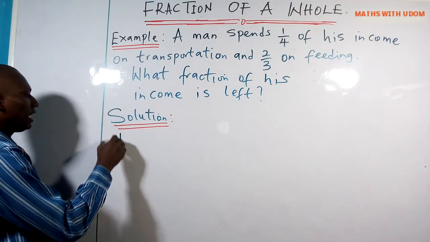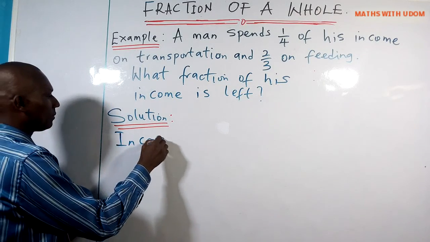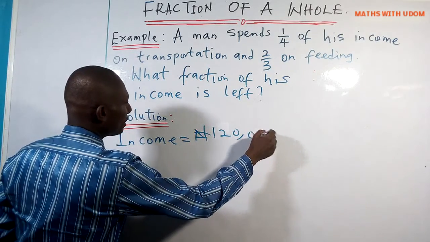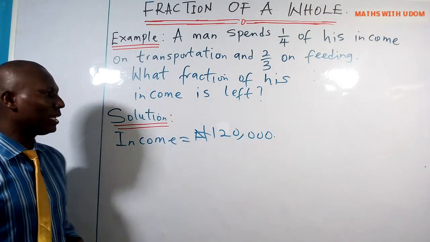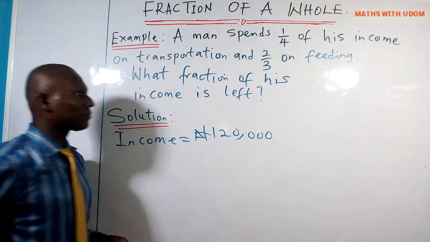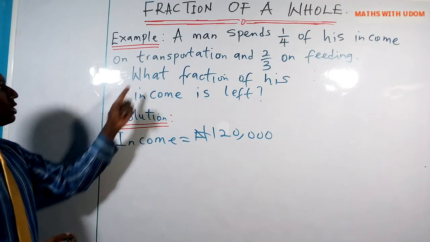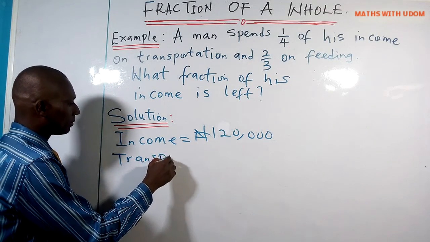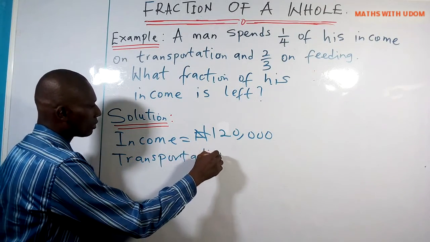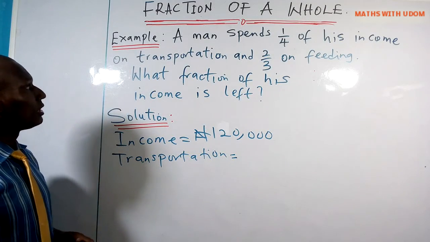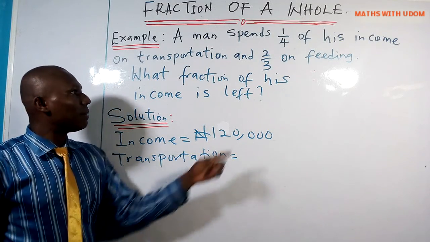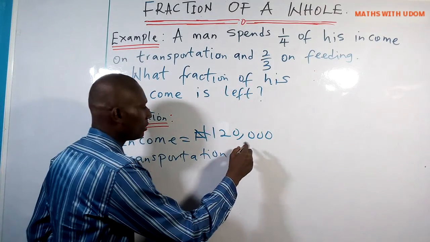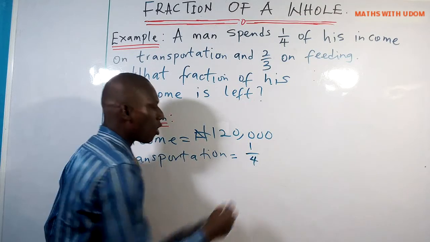For instance, if the income that the man got is 120,000 naira. Okay, 120,000 naira. Now, for transportation, I want to calculate how much the man spent on transportation. Remember, on transportation, he spent 1/4 of the income. So we have 1/4 of.